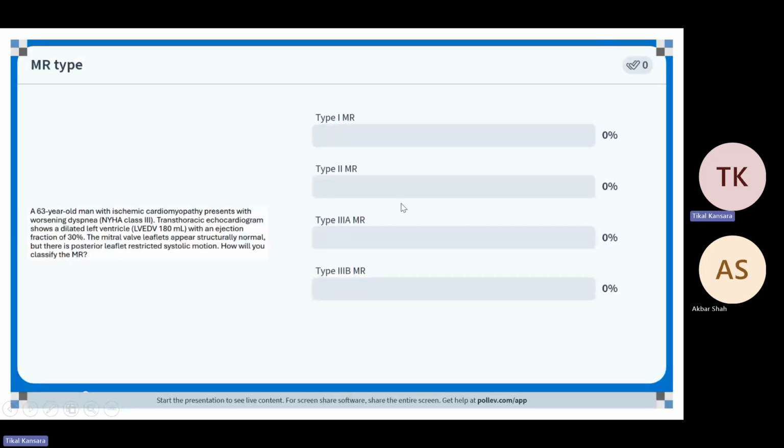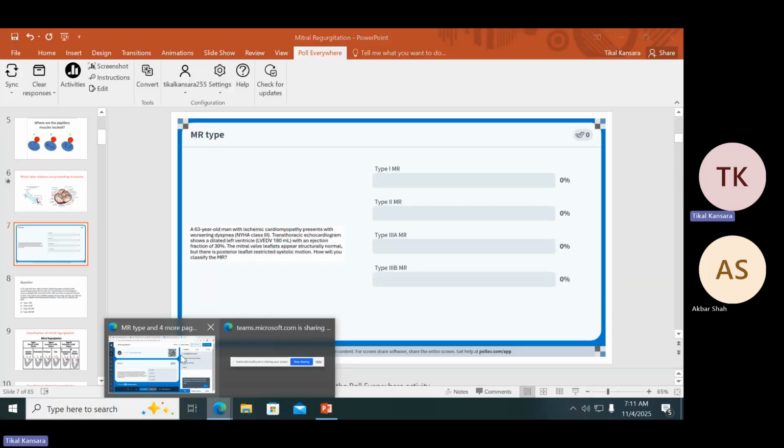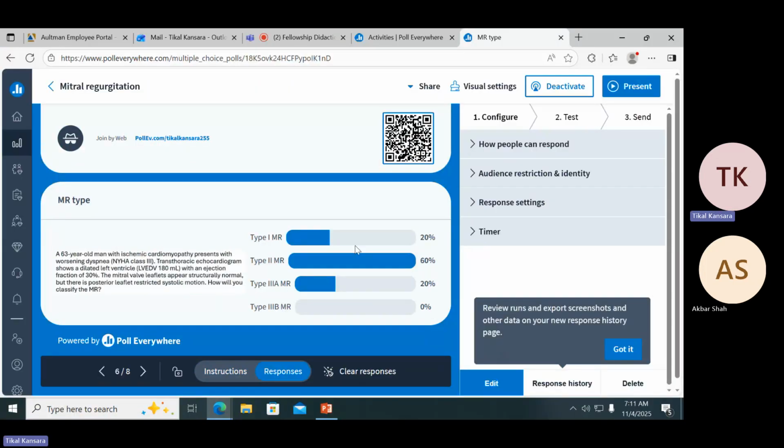Nobody has answered the question yet. Okay. So most of you are saying it's type 2 MR, some of you are saying type 3 MR.